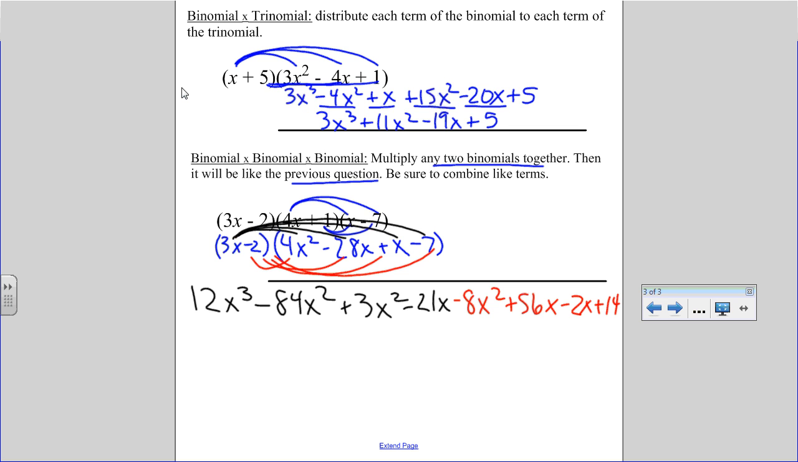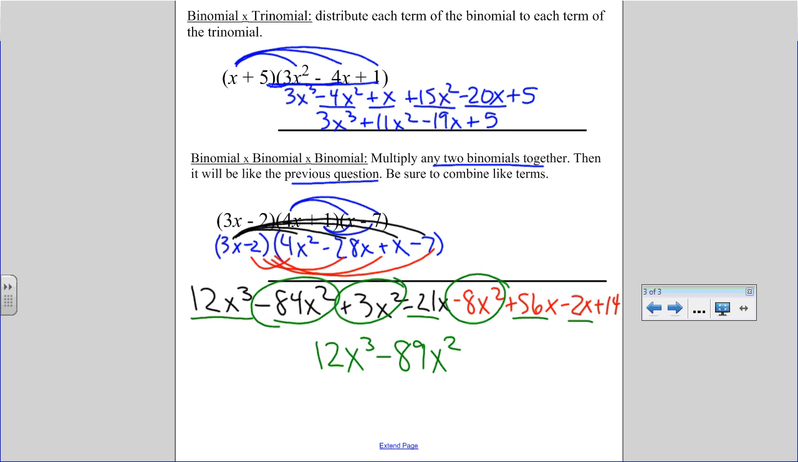And now what I'm going to do is look for all of my like terms. I'm going to start with this x to the third, so I have 12x to the third. More than likely, your largest exponent, your largest degree is going to be right there in the front. I then need to look for all of my x squareds and combine those together. So this is going to give me a negative 81. And then a negative 8 is going to give me negative 89. So minus 89x squared. I've got 3 x's here to combine together. So negative 21 and 56 is 35. And then 35 minus 2 is 33x. And then we have plus 14.